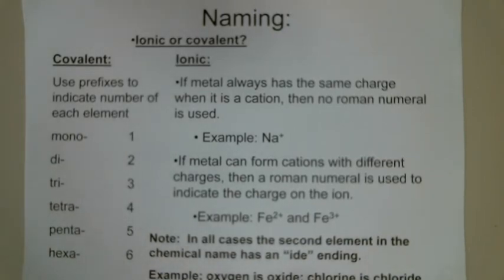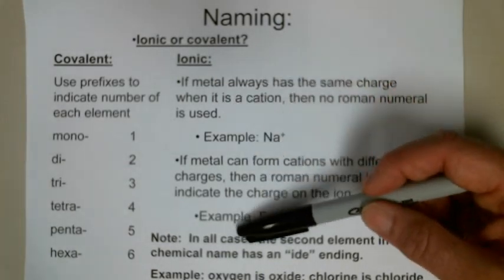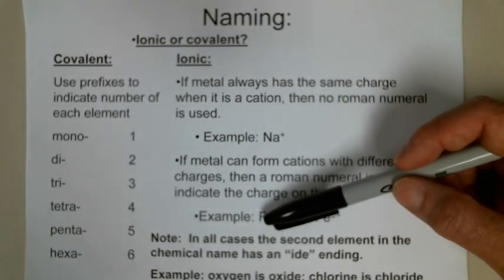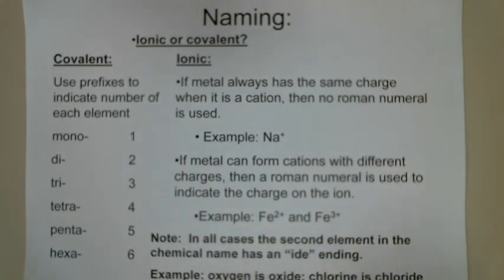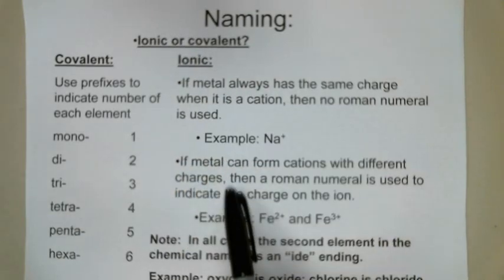Okay, so if it's ionic, there's also two systems. And so when you look at it, you first say, is it ionic or covalent? If it's covalent, I'll go this way. If it's ionic, I'll go this way.